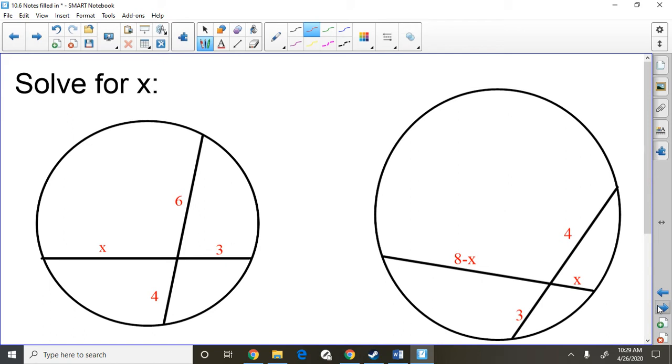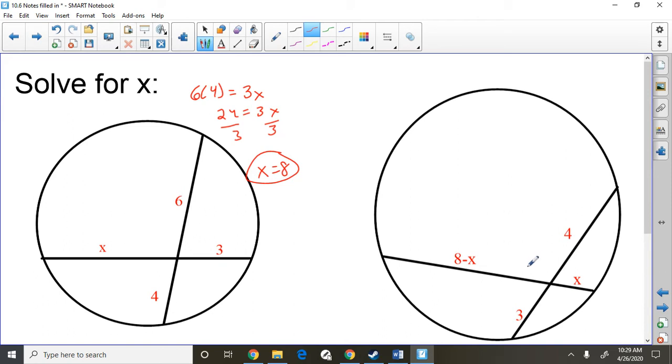Here we want to solve for x, and this is two chords that intersect inside of a circle. And the rule is when two chords intersect inside the circle, the product of the segments of one chord is equal to the product of the segments of the other chord. 6 times 4 equals 3 times x. So that's 24 equals 3x. Divide both sides by 3. I get x equals 8.